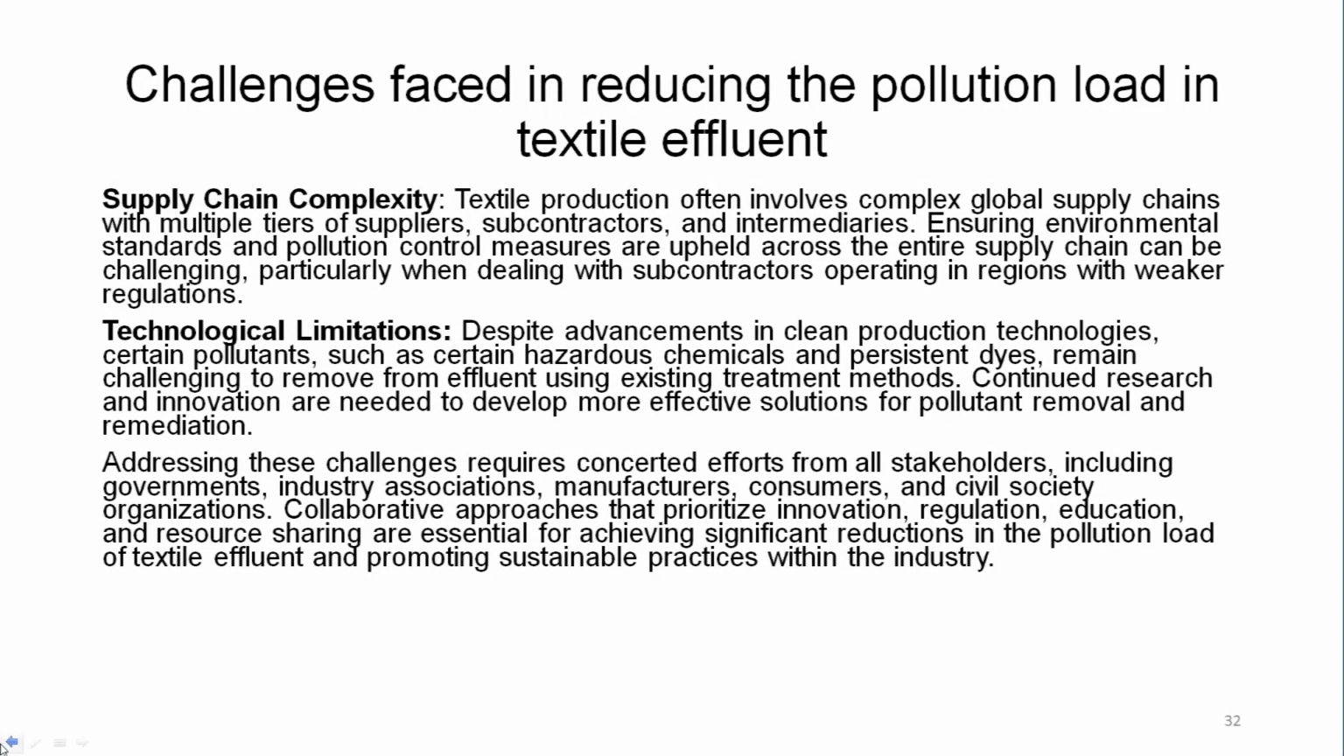Challenges are also there because the supply chain is very complex. Textile production often involves a complex global supply chain with multiple tiers of suppliers, subcontractors and intermediaries. Ensuring environmental standards and pollution control measures are upheld across the entire supply chain can be quite challenging.